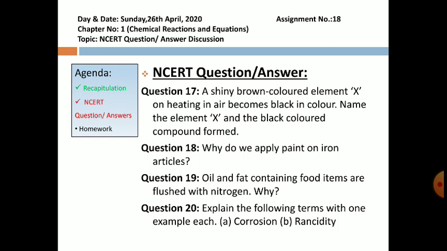The chemical equation involved here on heating copper is 2Cu plus O2 gives 2CuO. This copper on the reactant side is shiny brown in color, but after heating it in the presence of oxygen, it becomes copper oxide, which is black in color.